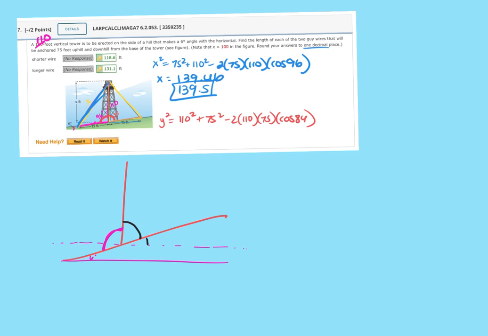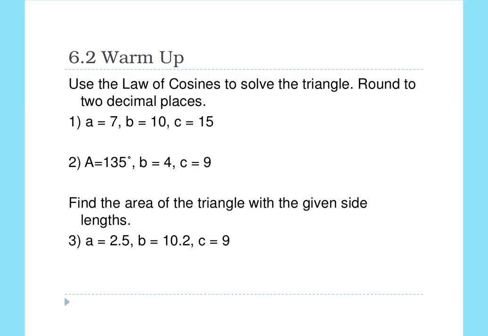So square root 110 squared plus 75 squared minus 2 times 110 times 75 times cosine 84. 126.49, which is 126.5. Questions? All right, let's work through as much of the warm-up as we can. Yeah, we're gonna have to go fast.